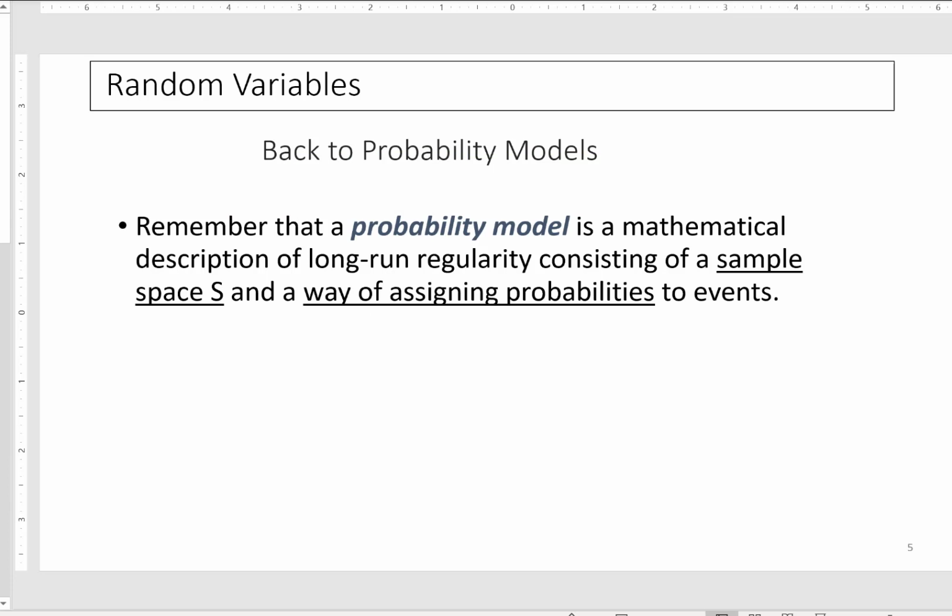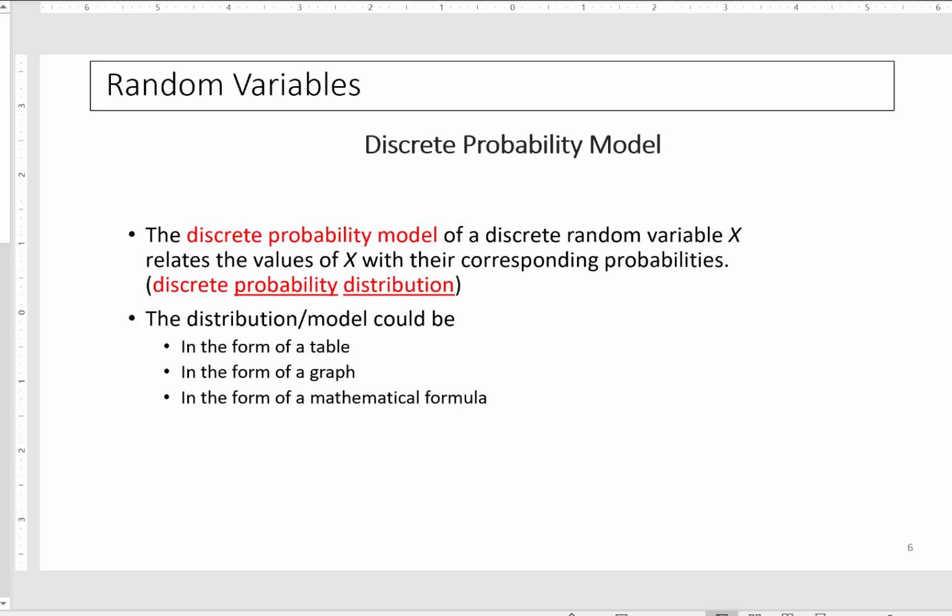Now, looking back when we were talking about probability and probability models, remember that a probability model is a mathematical description of long-run regularity, consisting of a sample space and a way of assigning probabilities to each of the events. So in just 2 or 3 brief looks at a situation, we might not see that long-run regularity, such as flipping the coin. If I flip it 3 times, I could see heads 3 times, and you would go, but I thought it was a 50-50 chance. In the long run it is. In the short run, not always so true.